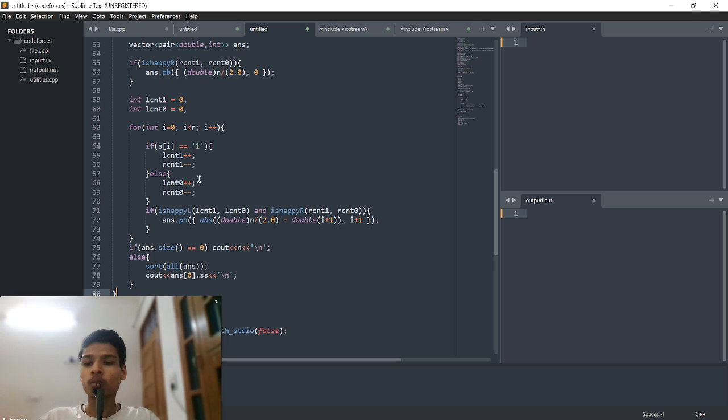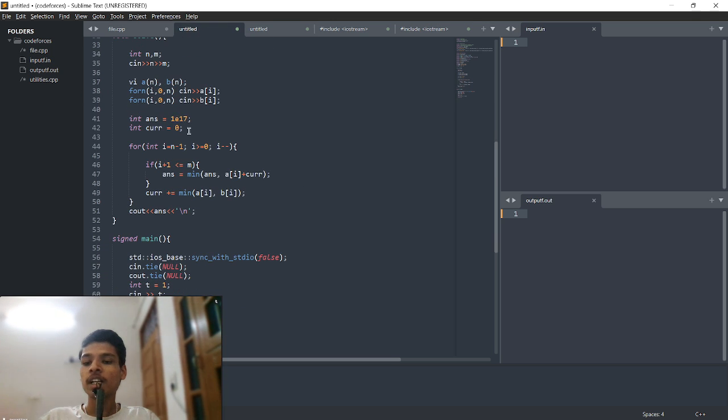If I show you the code, it is also easy. I have simply input my A and B arrays and try to find the answer.